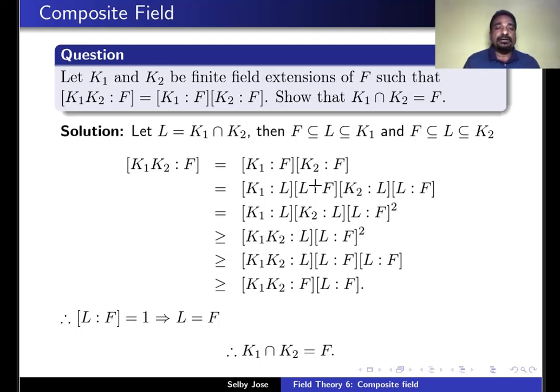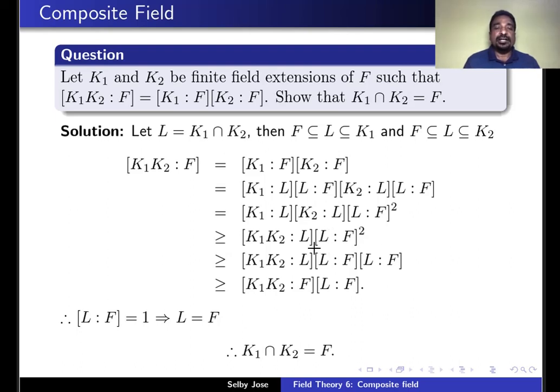So we can combine these, which is the same as the degree of K1 over L times the degree of K2 over L times the degree of L over F, the whole squared. But by the previous theorem, we have seen that the degree of K1 over L times the degree of K2 over L is greater than or equal to the degree of K1K2 over L. So we can write the degree of K1K2 over F is greater than or equal to the degree of K1K2 over L times the degree of L over F, the whole squared.